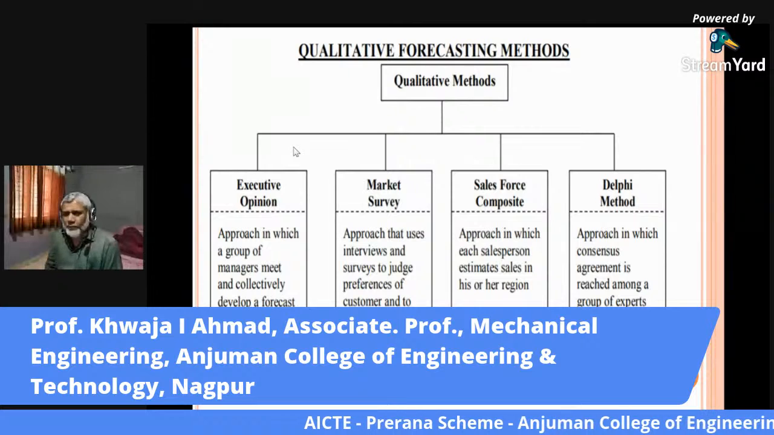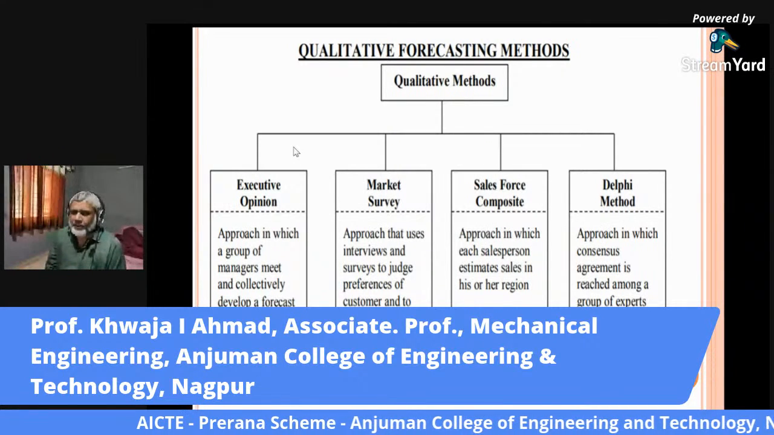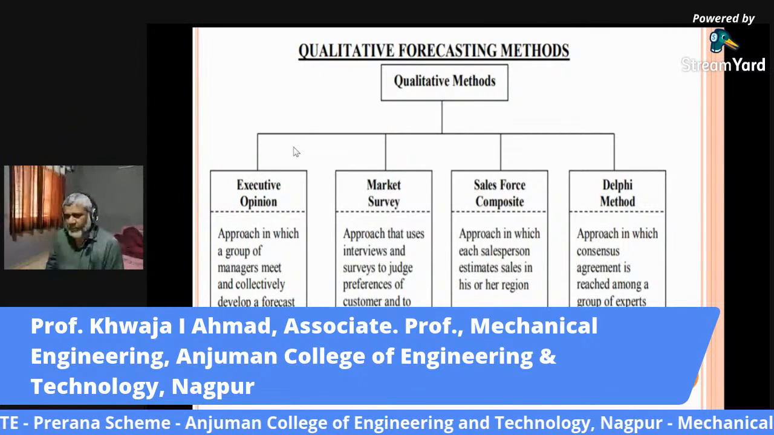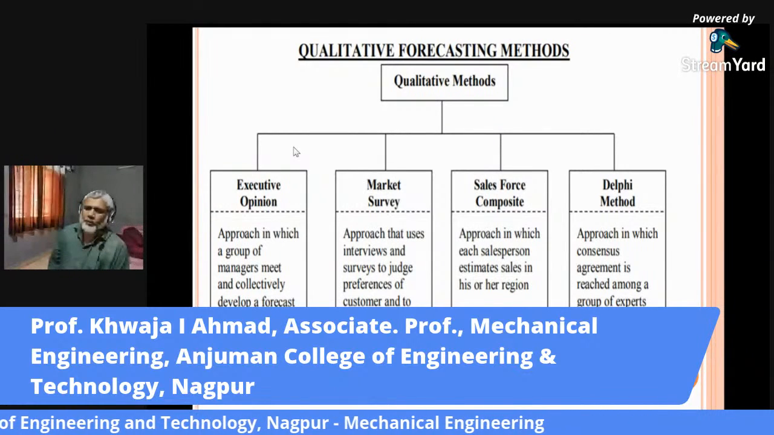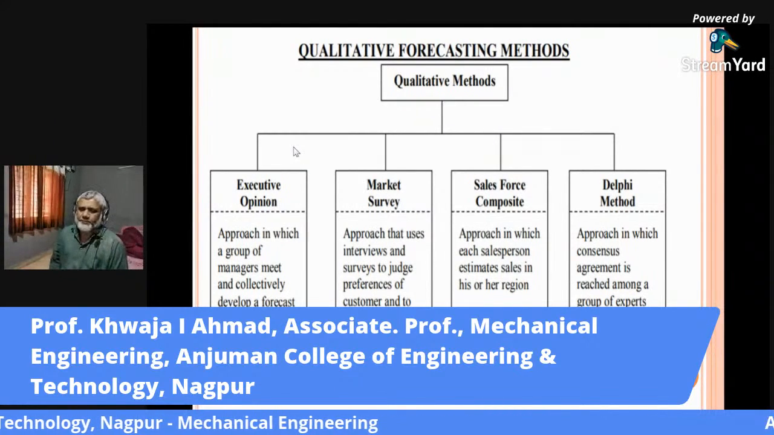What are the qualitative forecast methods? Various methods are there. I have only listed here 4 important methods. One is the executive opinion.